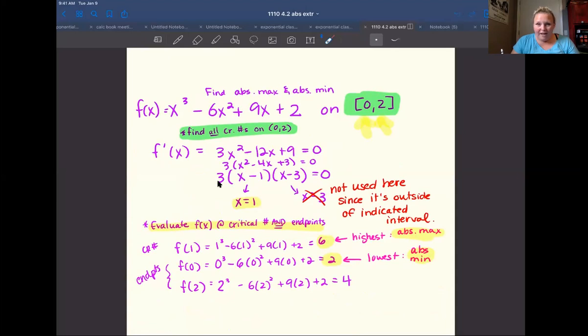And on your homework, when it says to find the absolute maximum, it's wanting the y value. And the absolute minimum, it's wanting the y value, or the output from the function. It doesn't want the input, it doesn't want the point, unless it asks you for the point, then it wants the x and the y value.